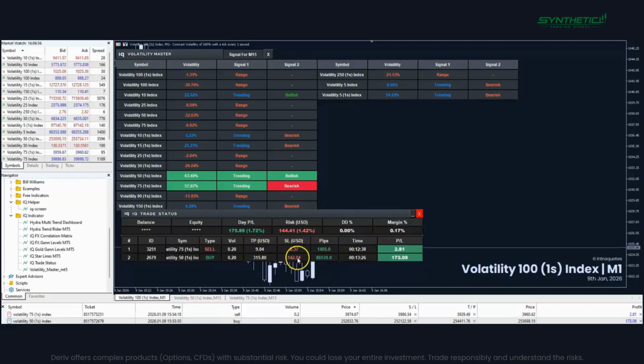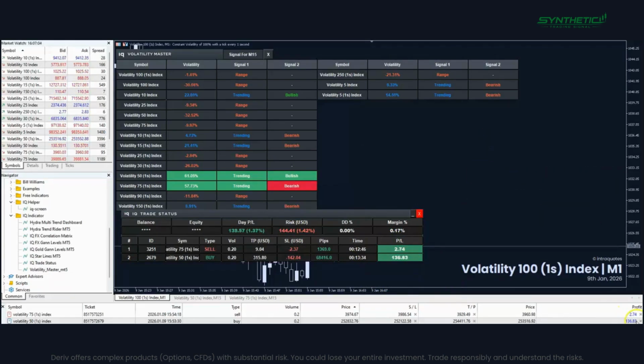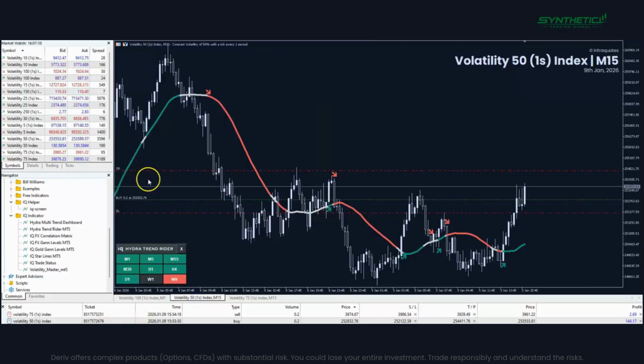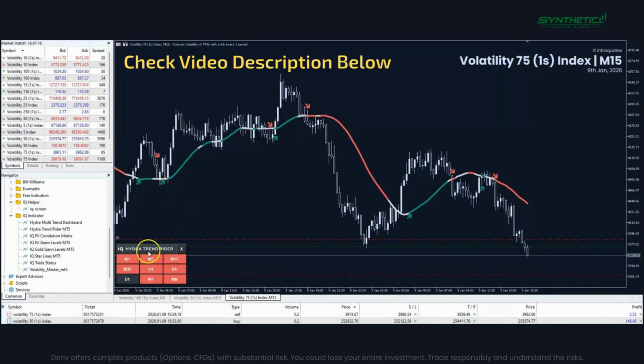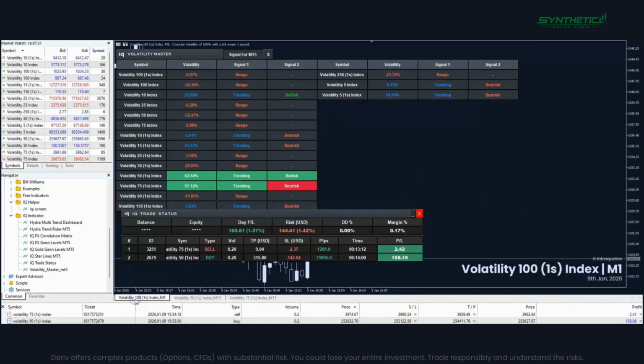Pretty cool, right? So yes, this is the simplest, fastest, and most effective way to identify the best tradable Deriv volatility indexes using powerful indicators in a very short time. You can check all the indicators used in this video from the link provided in the video description below. So stop wasting your time and money in trading low volatility markets. It's time you equip yourself with the right tools and trade smarter.